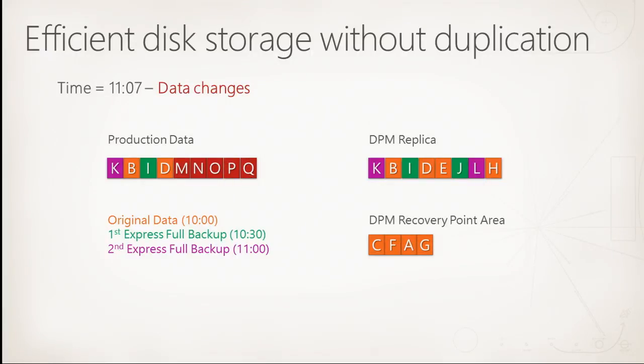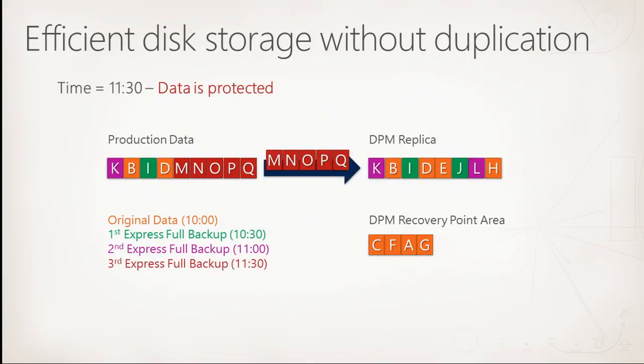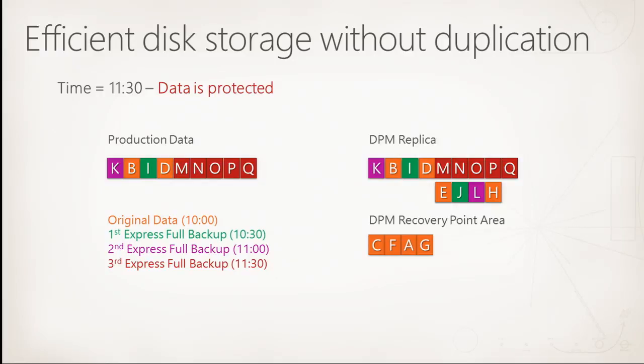Again, M, N, O, P, and Q get written. The data might grow a little bit. We send those blocks over, and we update the DPM replica. So a one-to-one likeness between replica and production with only a small amount of time where the data isn't as up to date. The recovery point area gets updated with the blocks that we change.